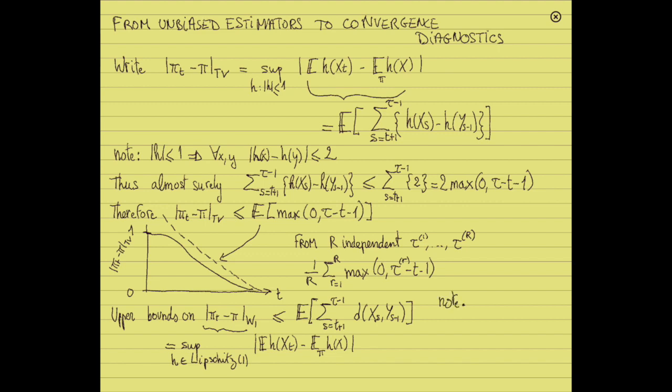So from the unbiased estimators, we obtain convergence diagnostics, and again, the specificity of those diagnostics compared to Wallen-Johnson's diagnostics is that there are no assumptions on the initial distribution. So we might start very far away from stationarity and still obtain concrete bounds on the distance to stationarity.